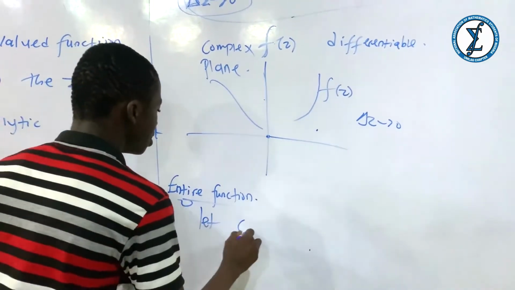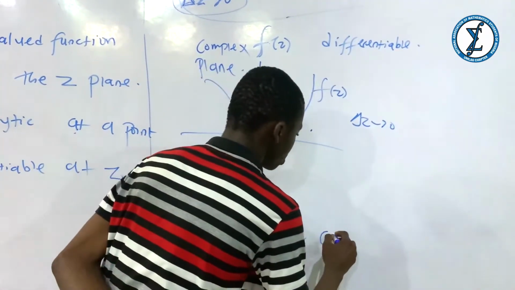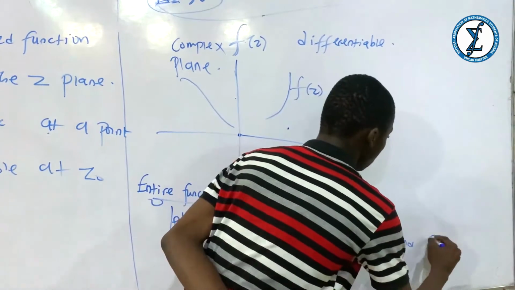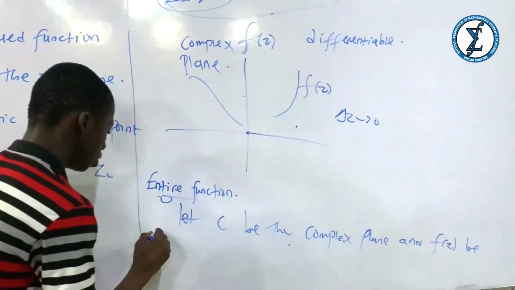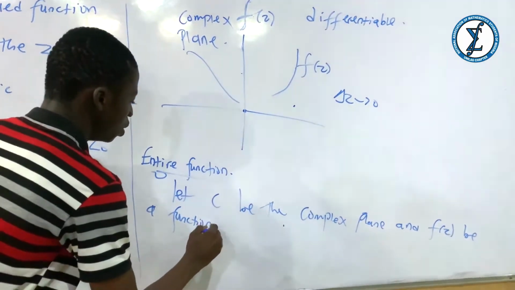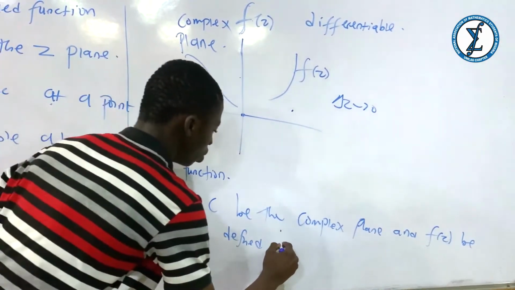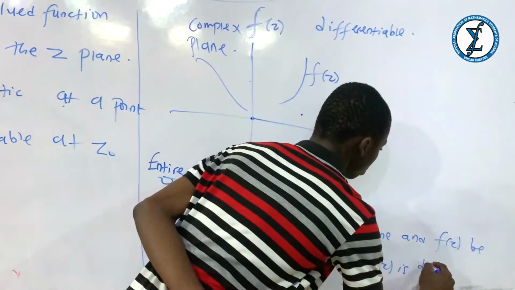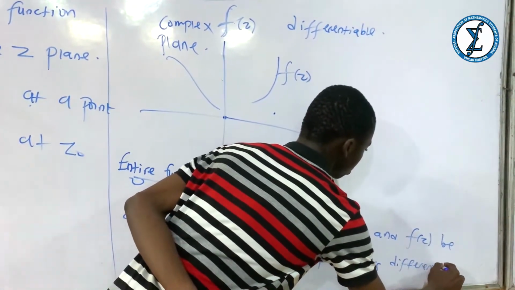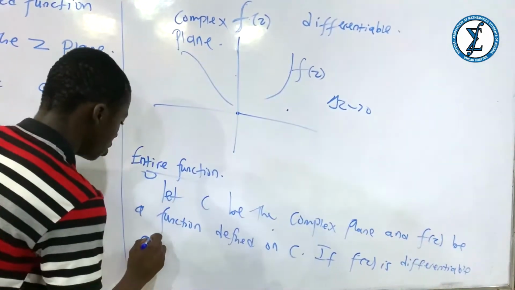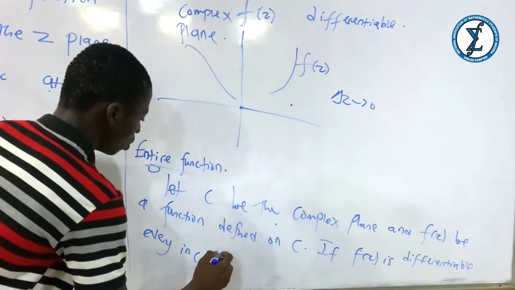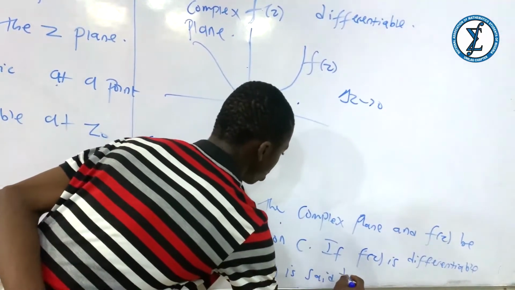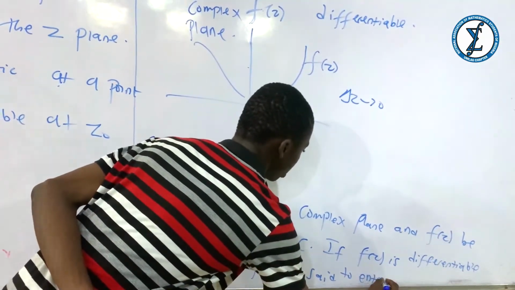I will move further to what an entire function means. Let C be the complex plane and f of z be a function defined on C. If f of z is differentiable everywhere in C, then f of z is said to be entire.